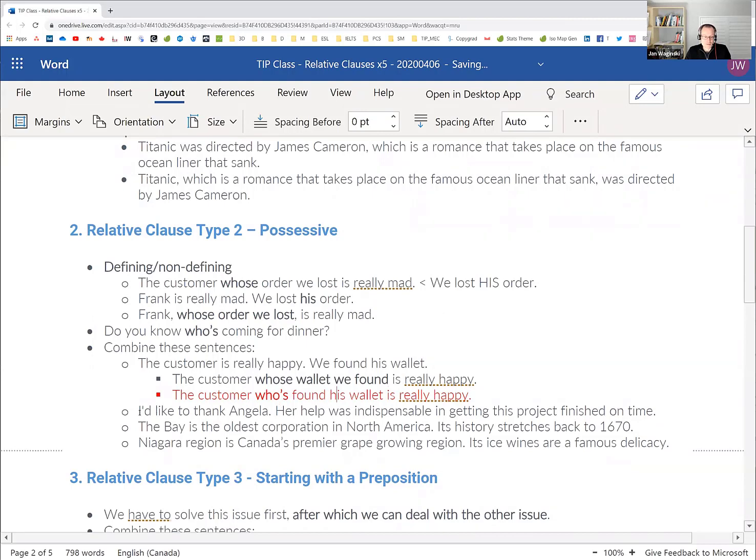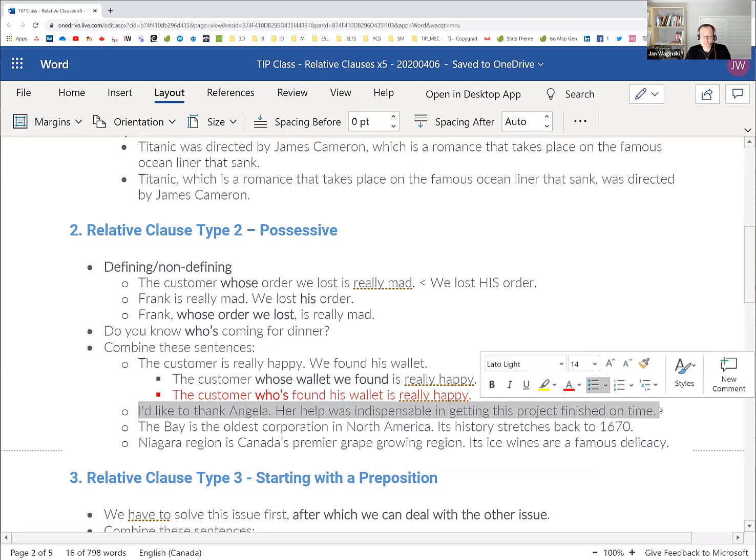Okay, next example. I'd like to thank Angela. Her help was indispensable in getting this project finished on time. By the way, what does indispensable mean? Really important, like essential. Essential, yeah. Can't do without it. Okay, so the transformation that you're going to do with this one is a very common statement when we thank people.